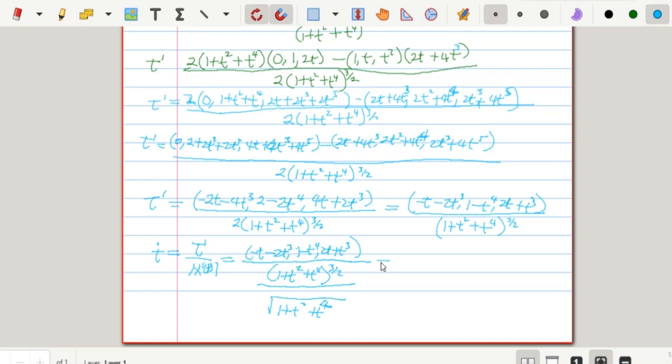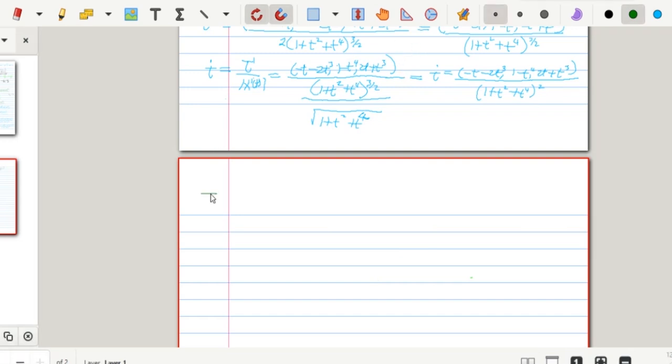So the final value for tau dot is going to be equal to minus t minus 2t raised to the power 3, 1 minus t raised to the power 4, 2t plus t raised to the power 3, all divided by 1 plus t squared plus t raised to the power 4 squared. Because by the time you bring this up by law of divisibility, you are going to be having your tau to be equal to this.